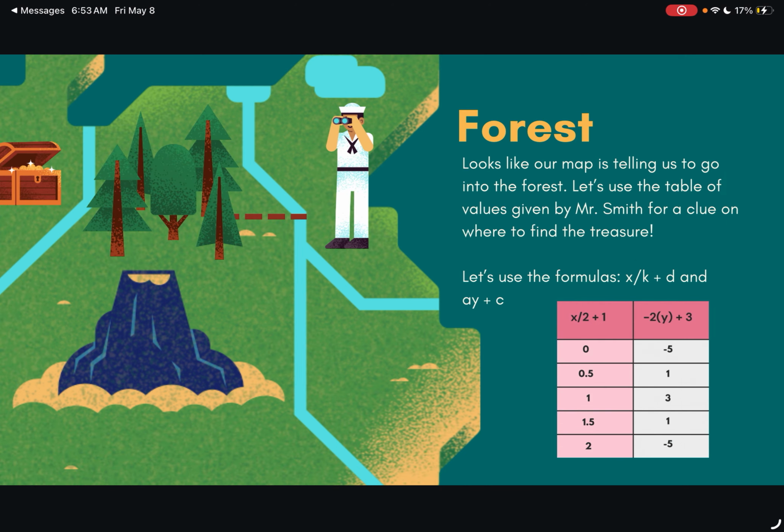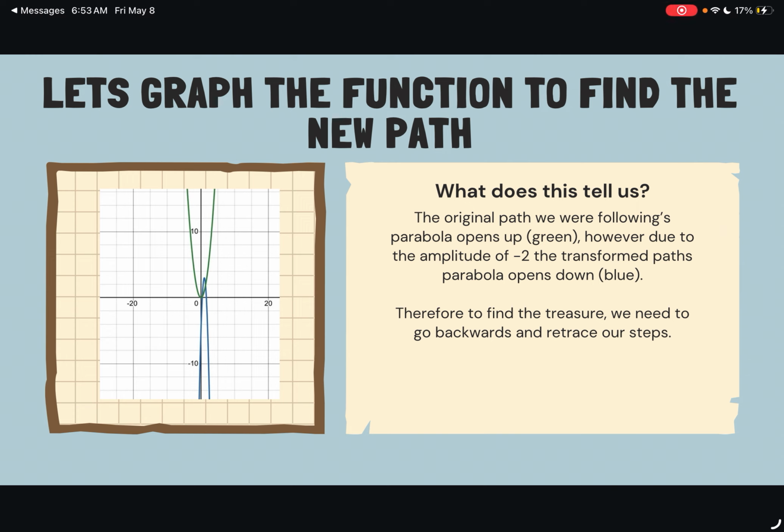Looks like our map is telling us to go into the forest. Let's use the table of values given by Mr. Smith for a clue on where to find the treasure. Let's use the formulas x over k plus d and ay plus c. Let's graph the new function to find the new path.